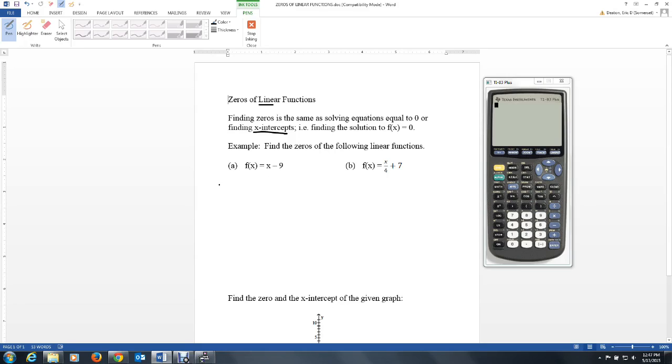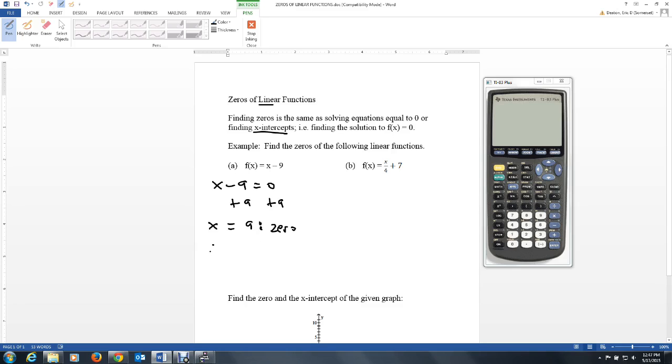f of x equals x minus 9. So what I want to do is set x minus 9 equal to 0 and solve for x by isolating x, by eliminating the minus 9 by adding 9 to both sides. When we do that, we get x equals 9. So that's the 0. x equals 9 is a 0.